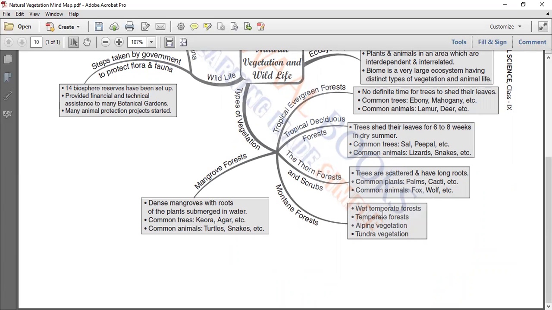Then we spoke about the mangrove forests. These forests are dense with roots of the plants which are submerged in the water. The common trees found here are the keora, agar, etc. And the common animals are turtles, snakes, etc.